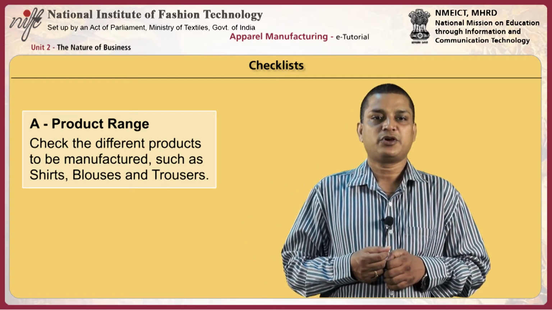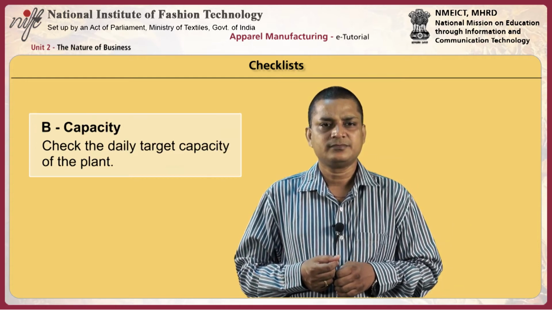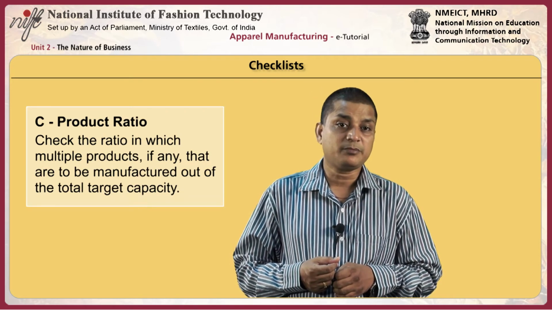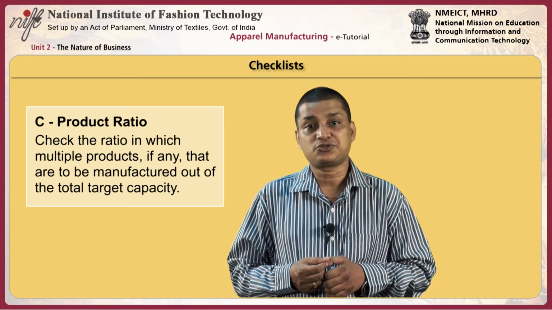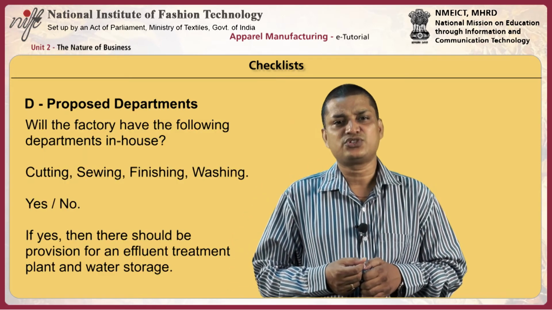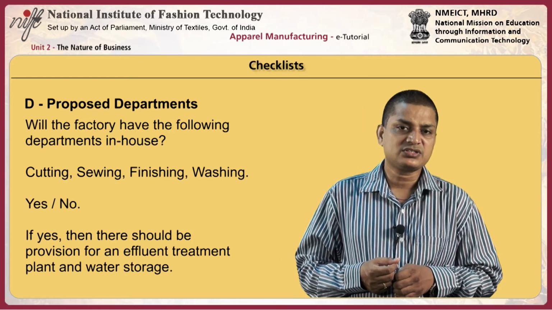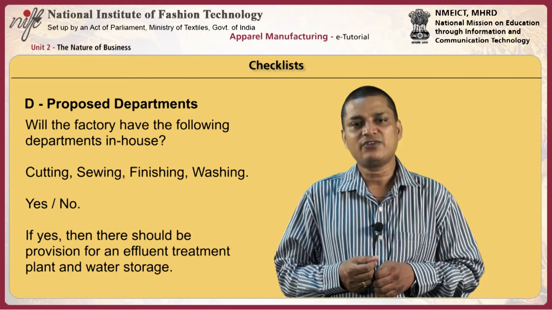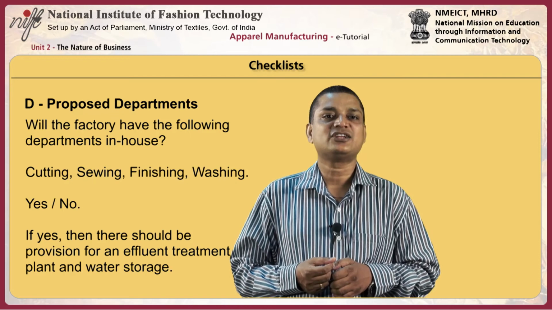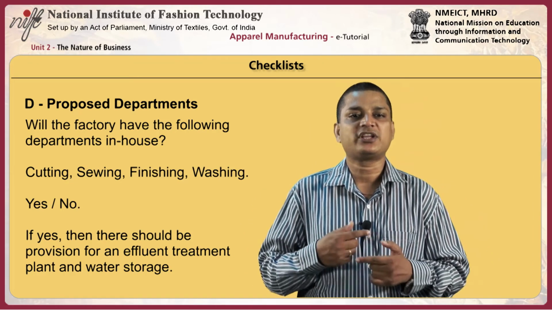Check the different products to be manufactured, such as shirts, blouses and trousers. Check the daily target capacity of the plant. Check the ratio in which multiple products, if any, have to be manufactured out of total target capacity. Raise these questions: will the factory have the following departments in-house: cutting, sewing, finishing and washing? If the answer is yes, then there should be a provision for an effluent treatment plant and water storage.